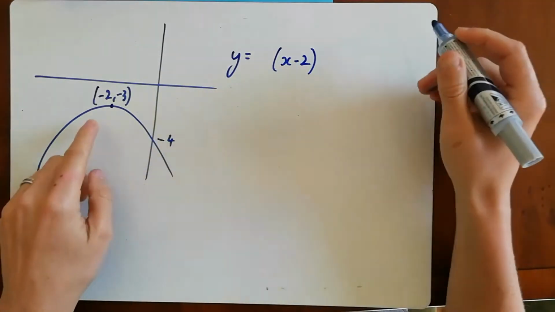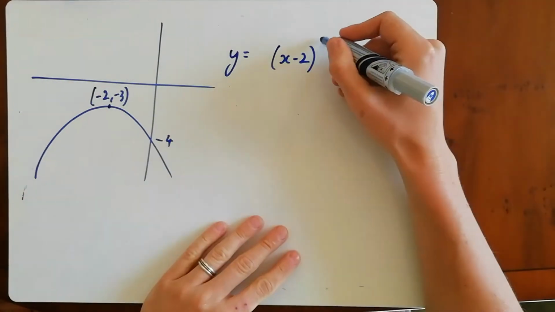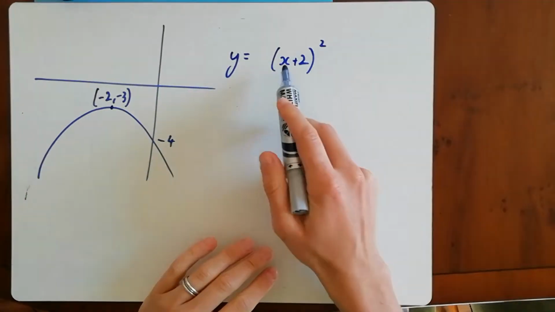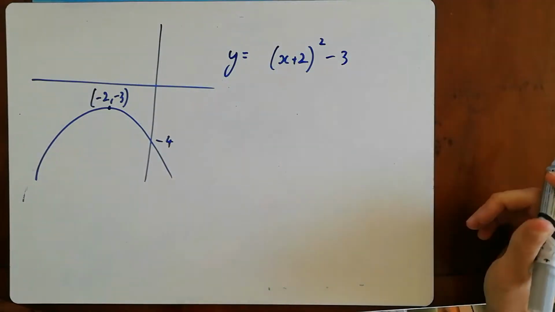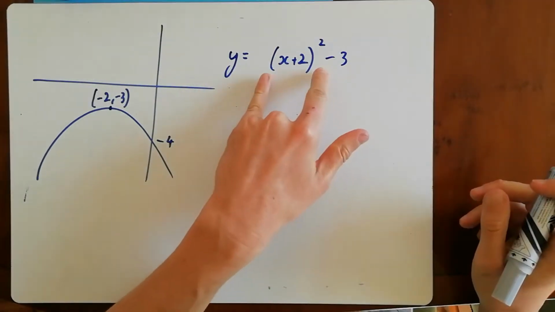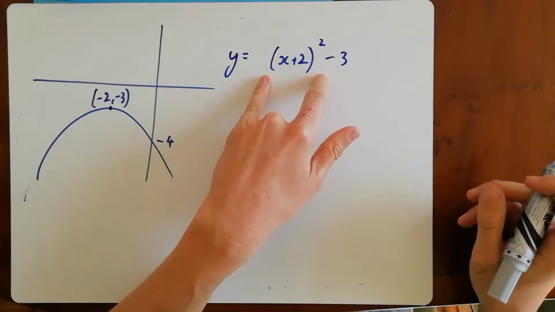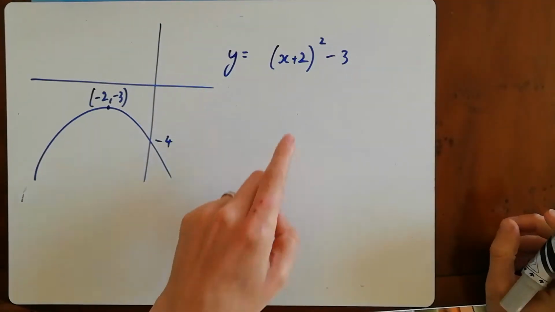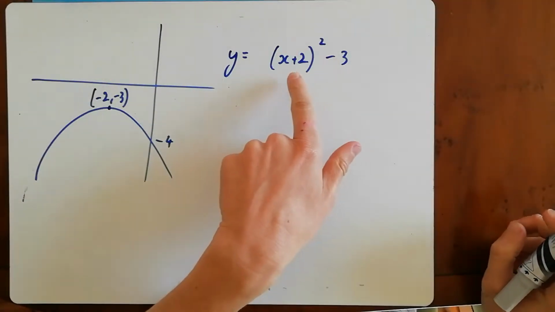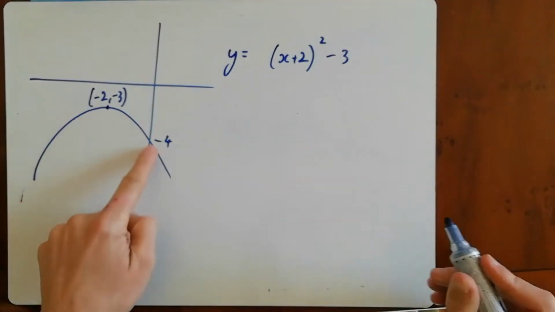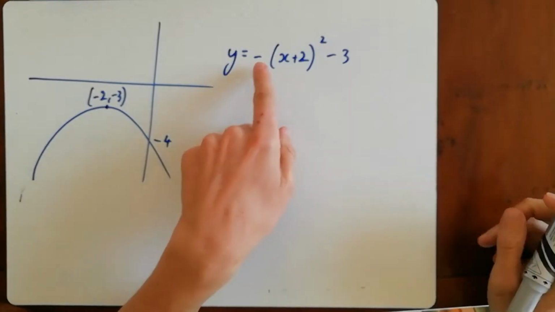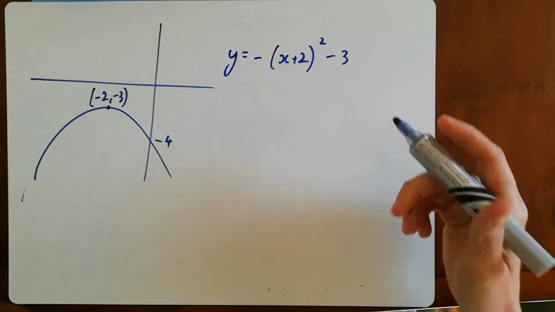So we know that in order to have a turning point at -2, -3, we're going to need to have x plus 2 squared minus 3. The reason for this is the only bit of our equation which can vary, and it's squared. We know that the lowest that something squared can be is 0. As we have a negative parabola here, I know it must be a minus something x squared.